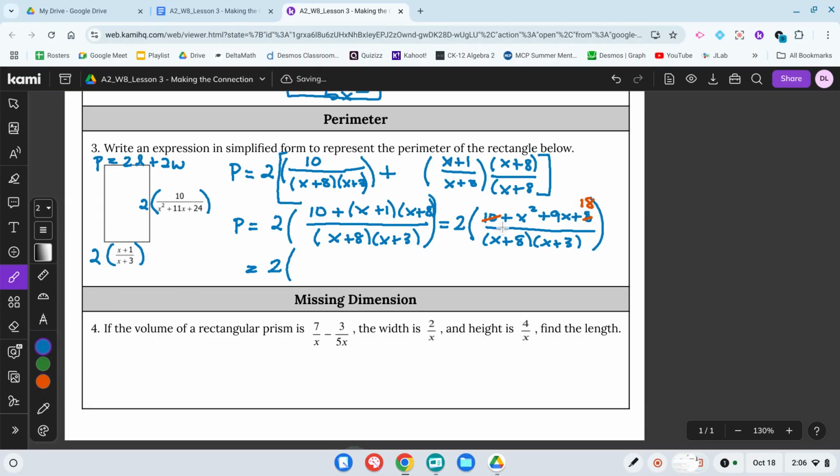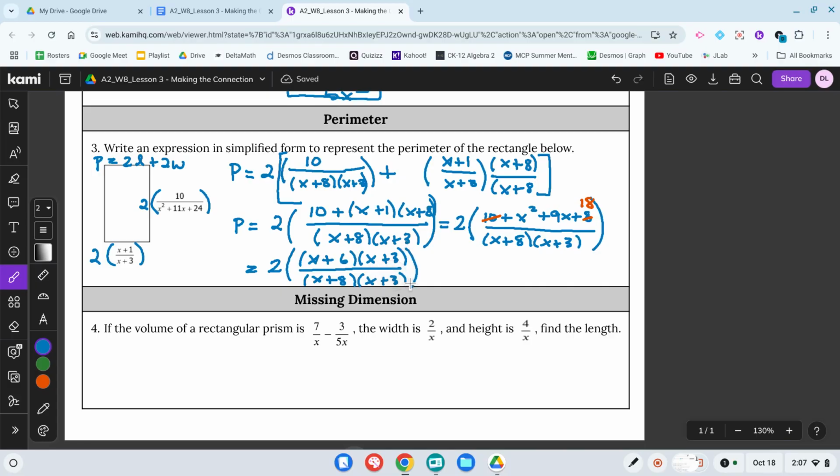So now I can take this x squared plus 9x plus 18 and factor that. That's going to be x plus 9. Nope, sorry, 6 and 3. Give my computer a chance to catch up. Sorry, x plus 6 and x plus 3. And then in the denominator, we still have our x plus 8 times x plus 3.